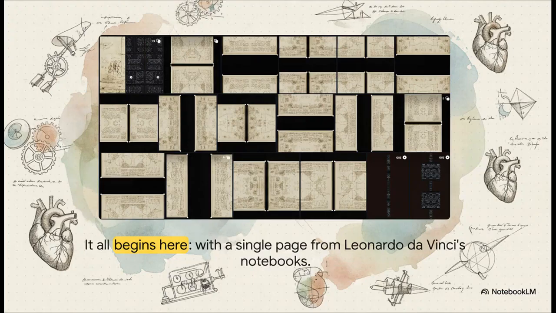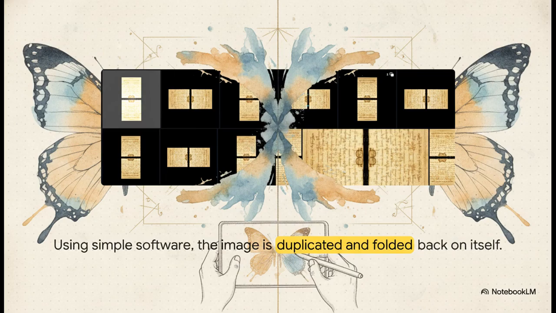It all kicks off with just one source image. It could really be anything, but for our purposes, it begins right here, with a single, kind of unassuming page from one of Leonardo da Vinci's notebooks, just filled with his sketches and his writings. Next, using some pretty simple software, that image gets duplicated, and then it's just folded back on itself. It's mirrored along a central line, creating a perfect reflection.